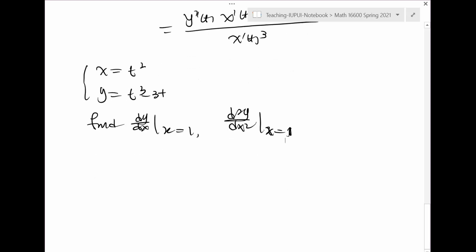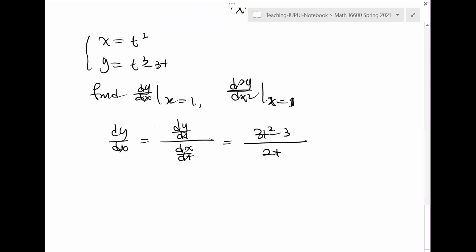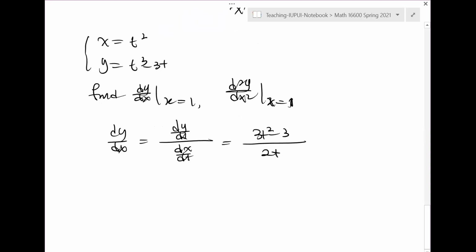Now we assume that y depends on x, but it's complicated, so we don't want to express y in terms of x and differentiate. What we do is dy/dx equals dy/dt over dx/dt. So you get a formula here, 3t squared minus 3, and here 2t. So when x equals 1, how do we get it? Actually there will be two possible solutions here.